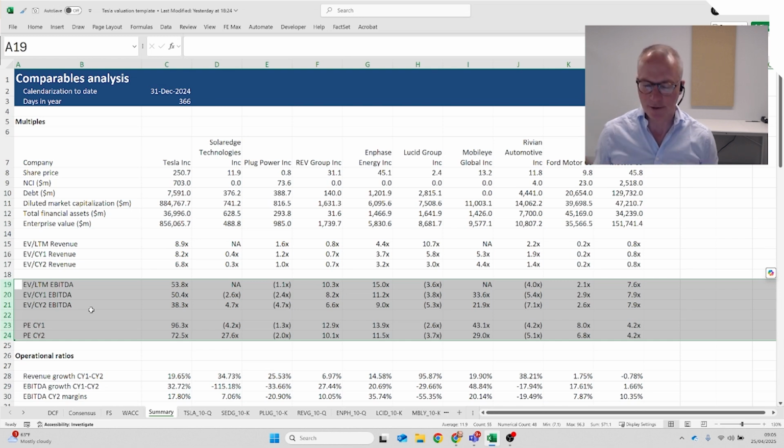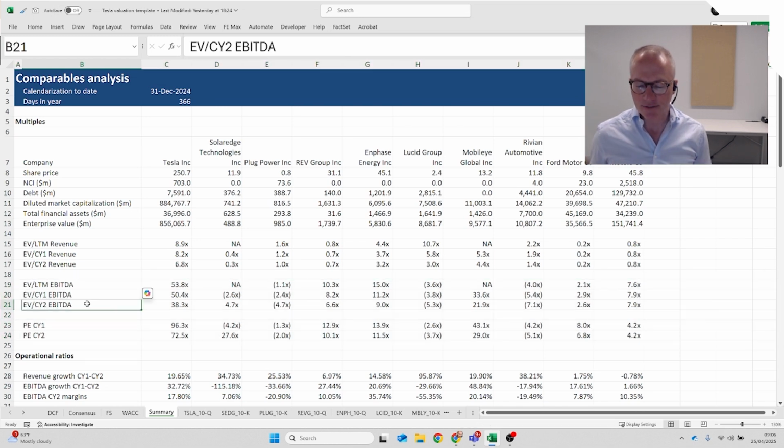So that's why it's such a widely used metric. Now, in the case of Tesla, I think EBITDA is a better metric because you can see that a lot of these companies have actually got negative net income earnings. And you've got three types of EBITDA: last 12 months, which is the historic EBITDA; CY1, which is the current calendar year, so that will be to December 31st, 2025, and CY2, which will be the year to December 31st, 2026.